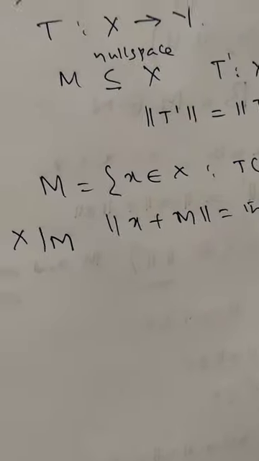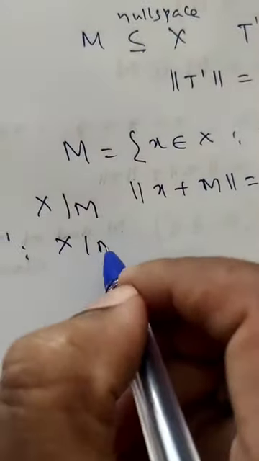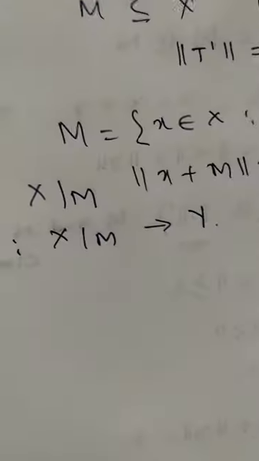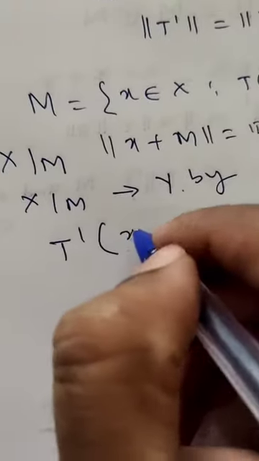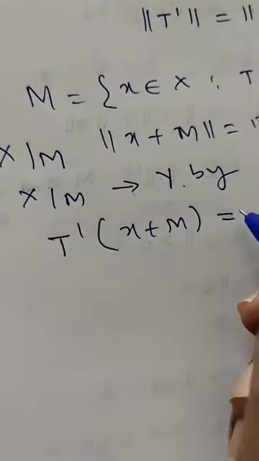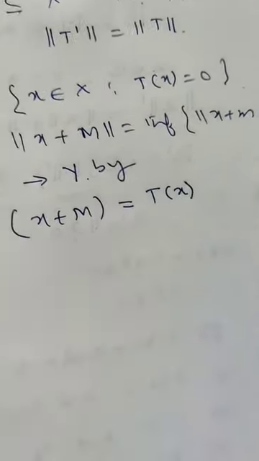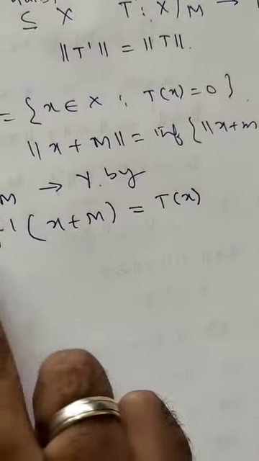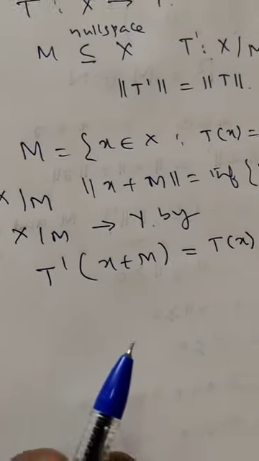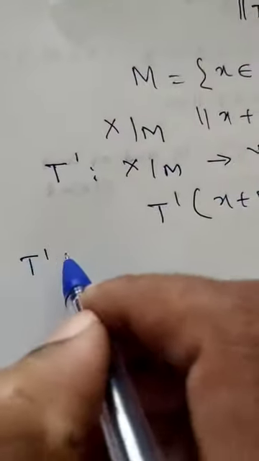So I am defining now the transformation T dash from X by M to Y by T dash of x plus M. It should be an element of Y. That element I take to be the image of x, which is T of x. So definitely this mapping is a well defined mapping, and now we will show this mapping T dash is linear. Showing T dash is linear is very simple.